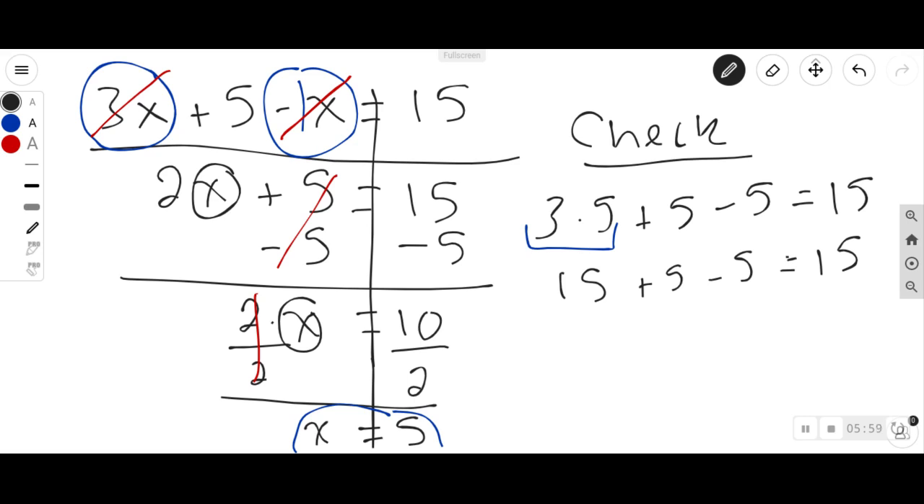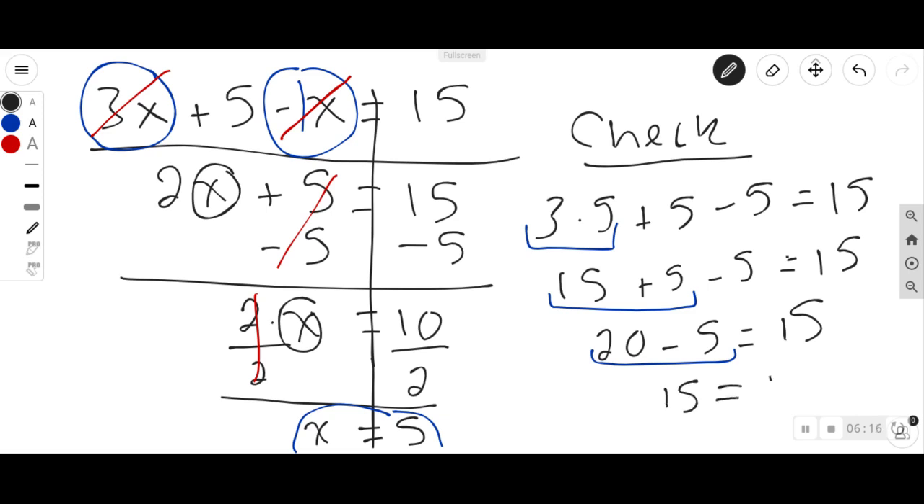Now I'm going to simply go left to right. So 15 plus 5 is 20, minus 5 equals 15. Bring everything down. Then 20 minus 5 is 15, equals 15. So it checks. So we do know that 5 is the solution to this equation.